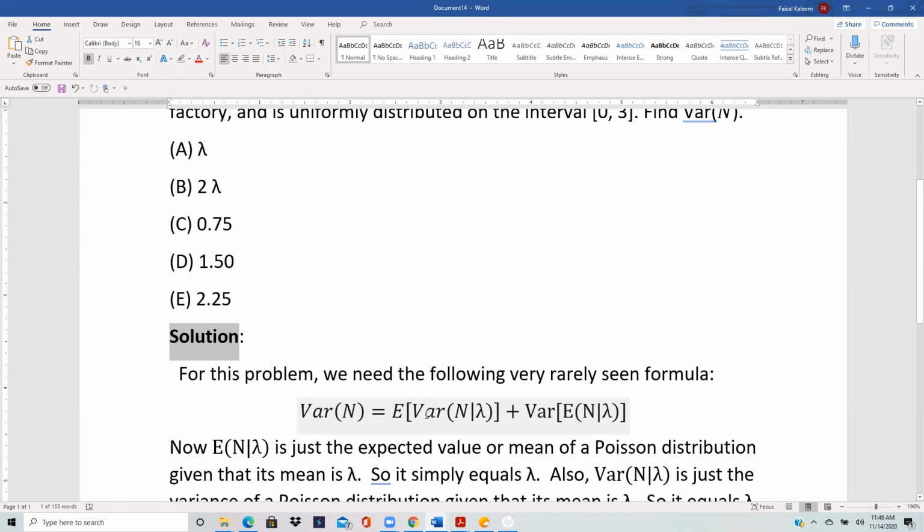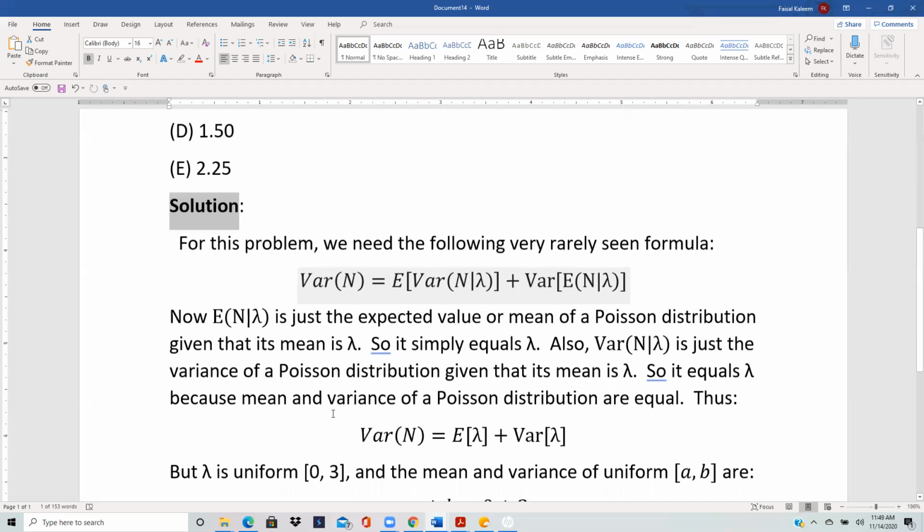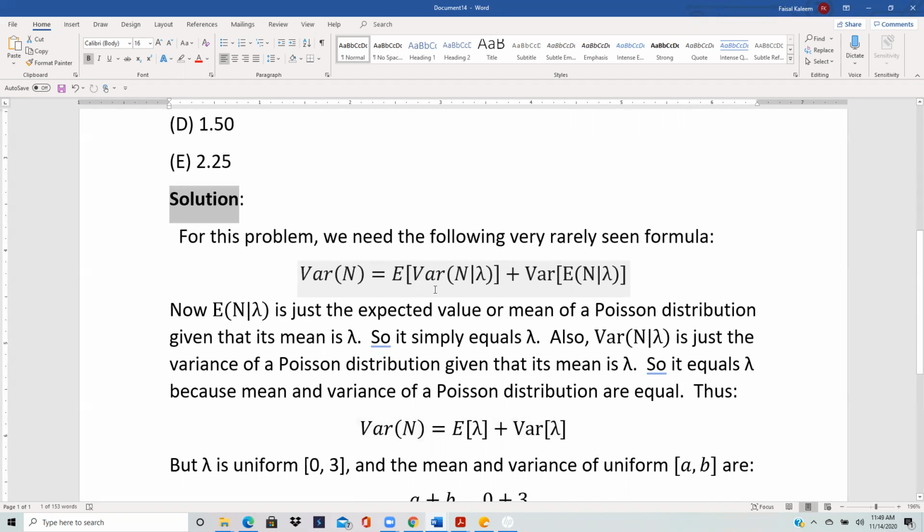And the second thing, the variance of N given lambda, is again the variance of the Poisson distribution whose mean is lambda, and we know that the variance of a Poisson equals the mean, so that will also be lambda. So both these things, the variance of N given lambda is lambda, because Poisson mean and variance are the same, and the expected N given lambda is also lambda. So this equation then becomes variance of N equals the expected value of lambda plus the variance of lambda.